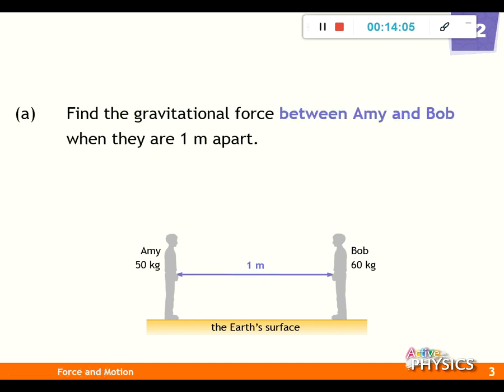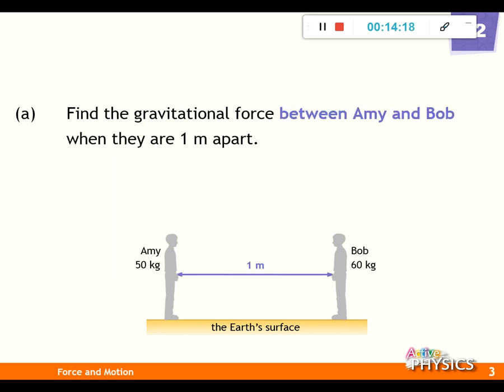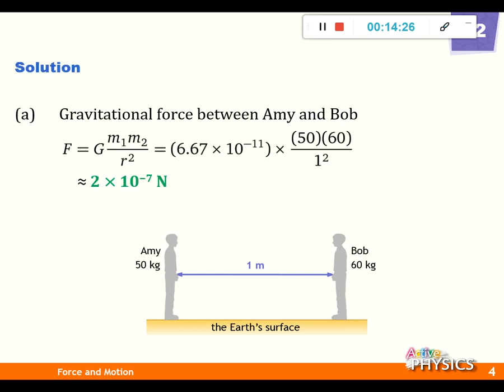Part A. Find the gravitational force between Amy and Bob. Go back to this. Find out the value. Here, you can see that the masses of them are 50 and 60. How about the separation between them? Should be 1 meter. Do you know that? What's the value of capital letter G? You can find it out. Substitution only. Okay, this. Remember it. This one is the force. The unit of this force should be Newton.